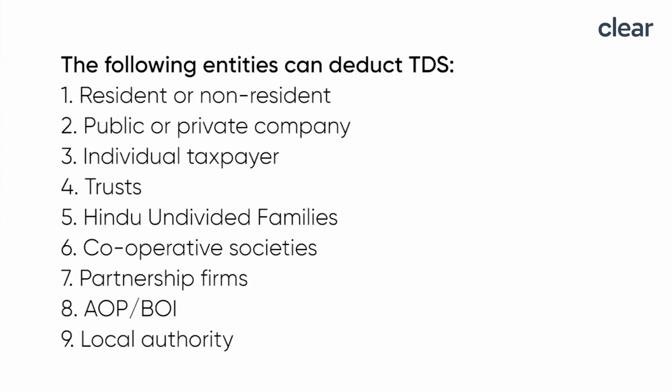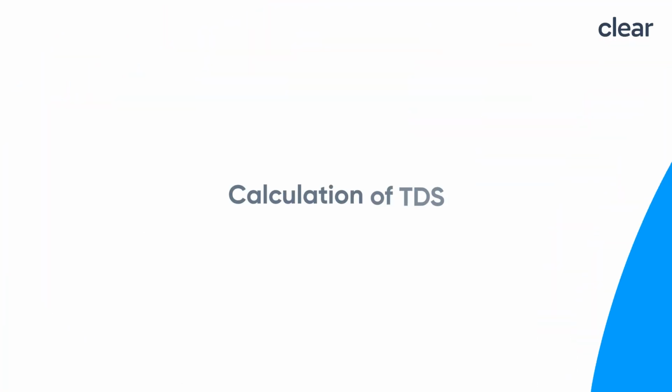Now the question is, who can deduct TDS on salary under Section 192? The employer can deduct the TDS whether resident or non-resident, being a public or a private company, individual, trust, Hindu undivided family, cooperative society, partnership firm, association of persons or body of individuals, and local authority. There should be an employer-employee relationship between such entities and the taxpayer.